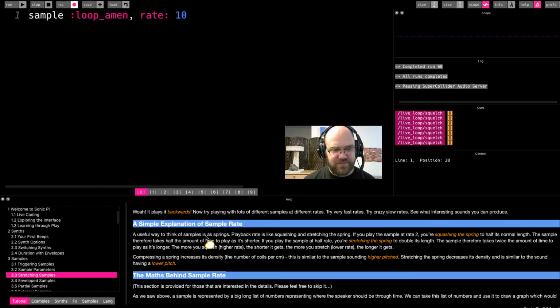But anyway, let's continue. Compressing a spring to increase its density, the number of coils per centimeter, is similar to the sample sounding higher pitched. Stretching the spring to decrease its density is similar to the sound having a lower pitch. Okay, I can kind of see that now.